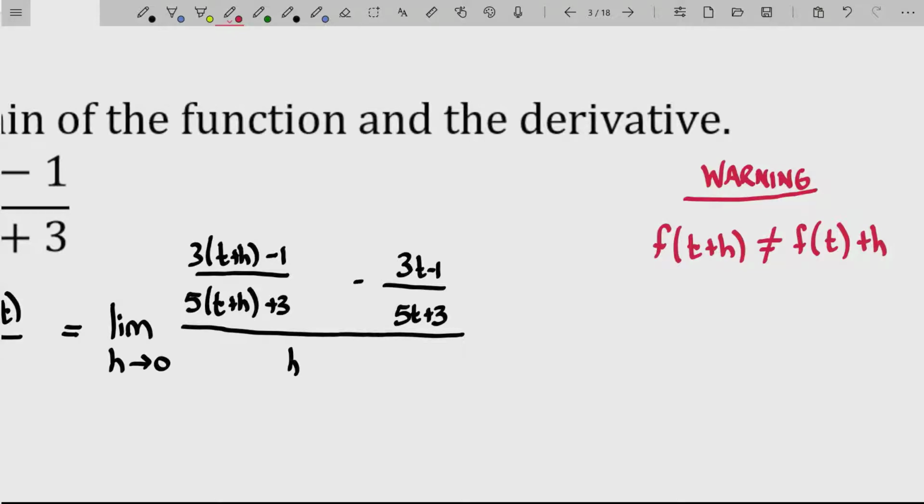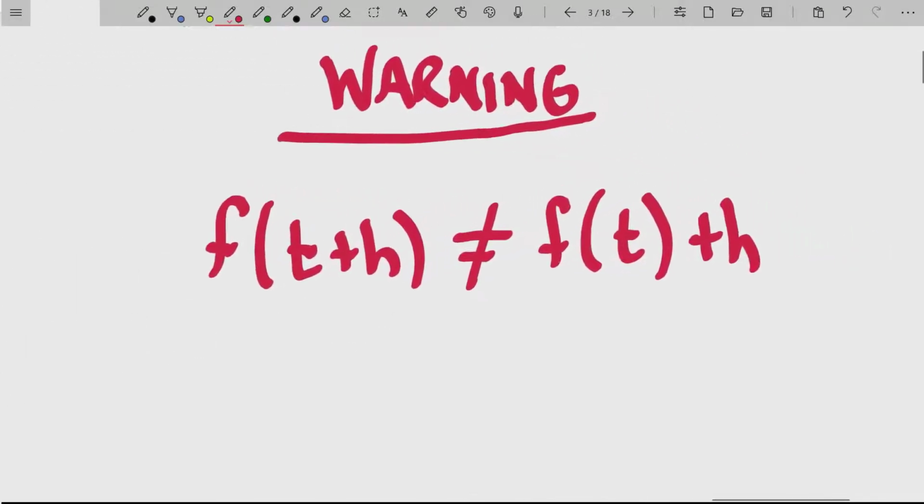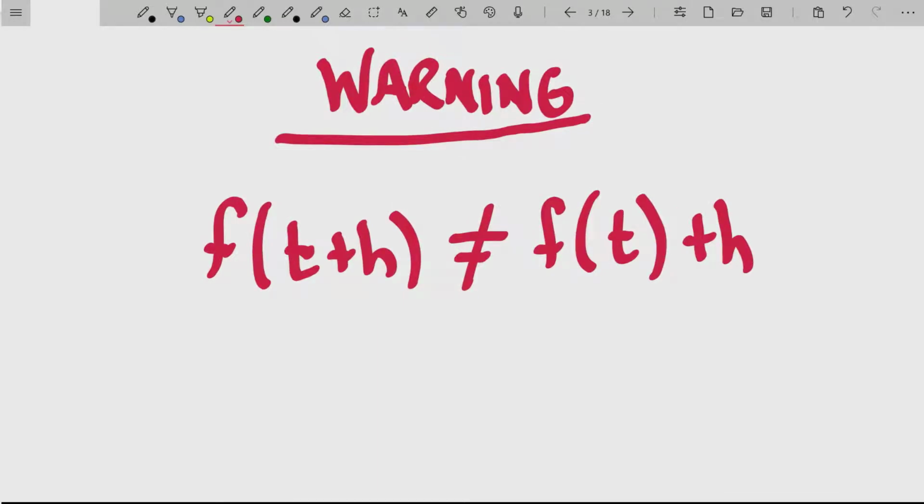So if I warn you about something, just be very aware. If I warn you about something and you're a student of mine and I say, this is a very common mistake, you should no longer be making this mistake. And if you make it, well, then you don't get credit.